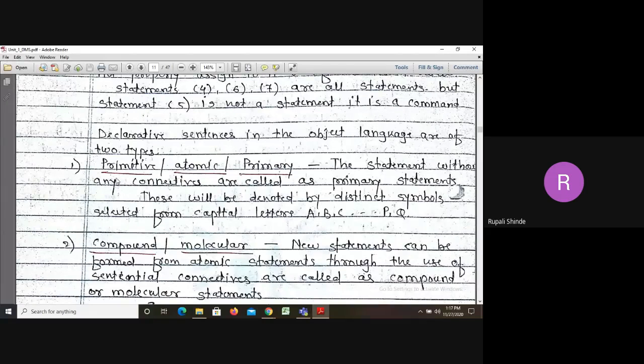So we can say the example for primitive statement is today is Sunday. So if you consider this one, there is no any sentential connective. So what is meaning of sentential connective? And, or, these are the sentential connectives. But here in this statement, there is no such a word. That's why this is called as primitive, atomic or primary statement.